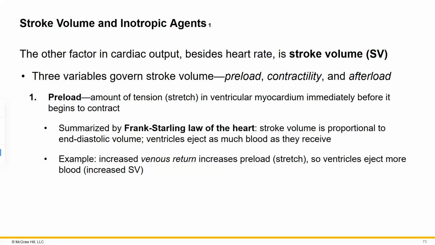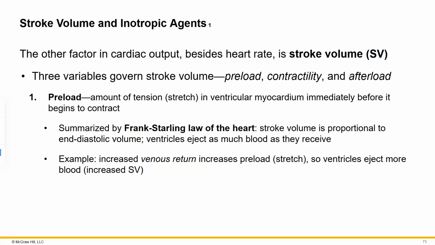So we talked about heart rate and how heart rate can be influenced. Now we're going to talk a little bit about stroke volume and inotropic agents. So the other factor in cardiac output besides heart rate is stroke volume. Three variables govern stroke volume: preload, contractility, and afterload.